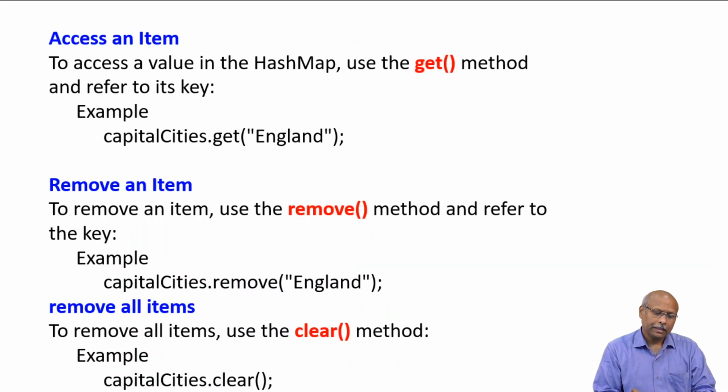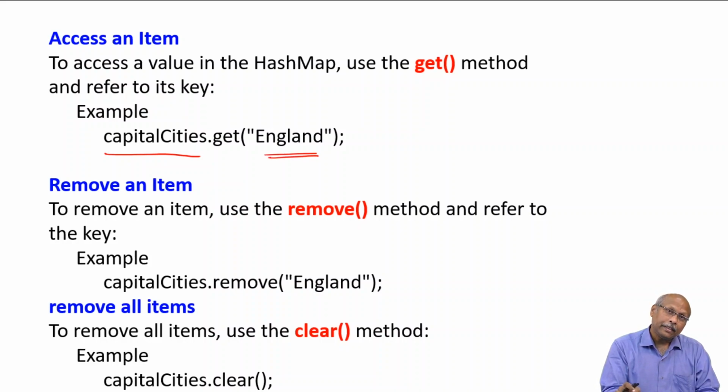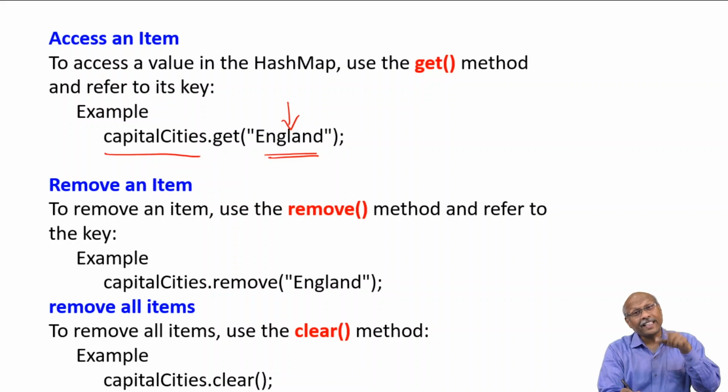Similarly, if you want to access some item, then you can call capitalCities dot get England. Automatically, what will it do? It will return the capital city of England. Automatically you get London, because these things are already stored in the map. So that means it is acting as my index. These are called associative arrays. Whereas in array list and all, it is an index array. Whereas the map and all follow associative arrays. Because this name is associated with London. England is associated with London.